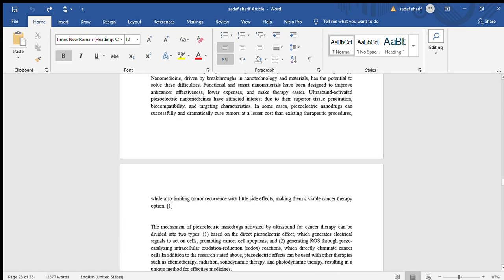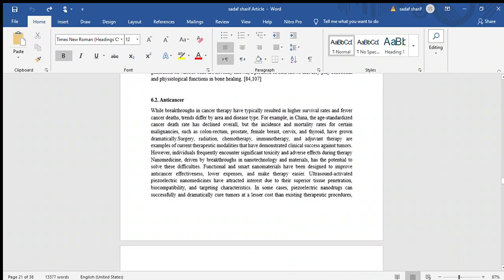Now we'll see what its applications are in anti-cancer devices. While breakthroughs in cancer therapy have typically resulted in high survival rates and fewer cancer deaths, trends differ by area and disease type. For example, in China, the age standardized cancer death rate has declined overall, but the incidence and mortality rates for certain malignancies such as colon, rectum, and prostate have grown dramatically. Surgery, radiation, chemotherapy, and immunotherapy are examples of current therapeutic modalities.